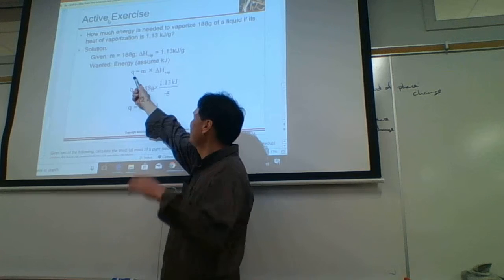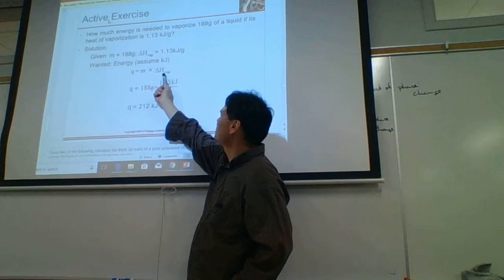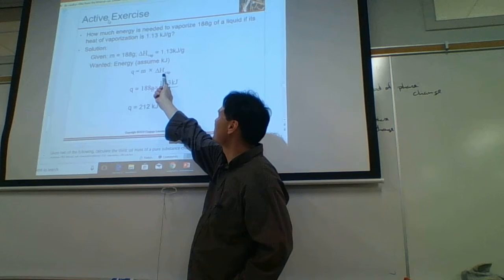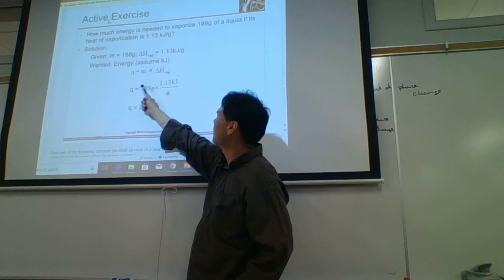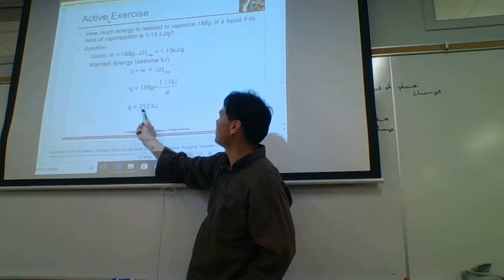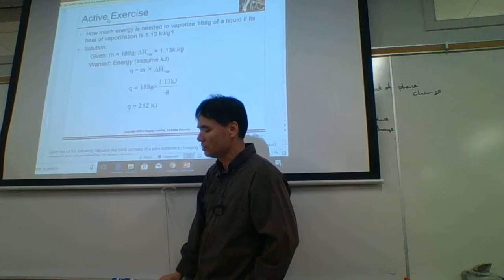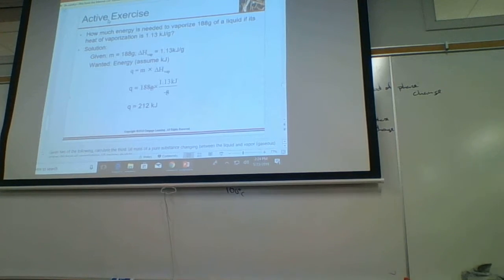And so the equation that we need is Q is equal to the amount times delta H. In this case, the phase change is vaporization, so we need delta H of vaporization. Well, that's given here. It's 1.13 kilojoules per gram. And so the amount is 188 grams times 1.13 kilojoules per gram. Grams cancel out grams, and that leaves us with 212 kilojoules. And so just 212 kilojoules is required to vaporize that.